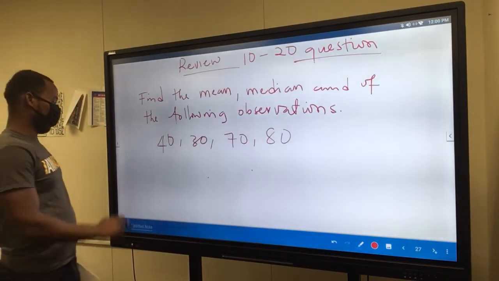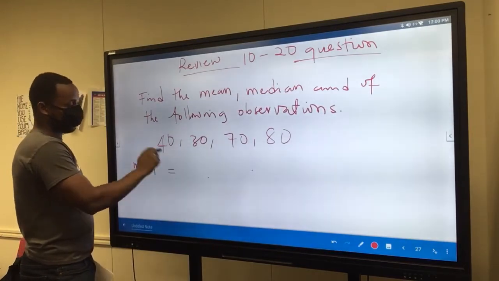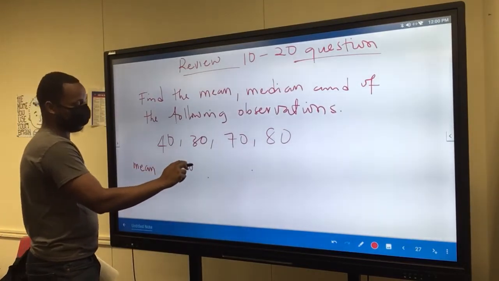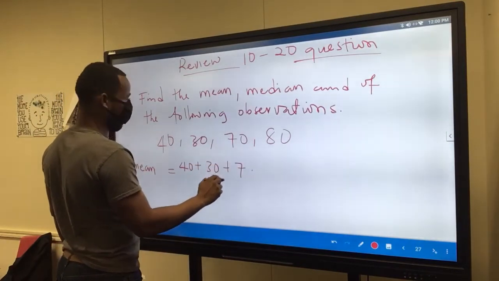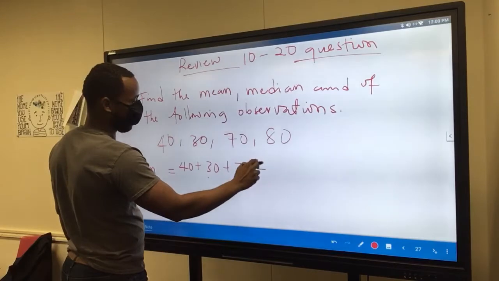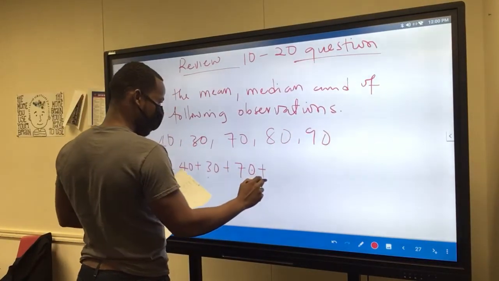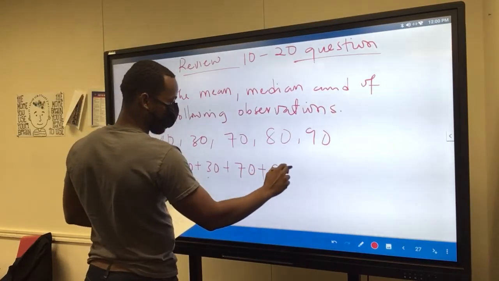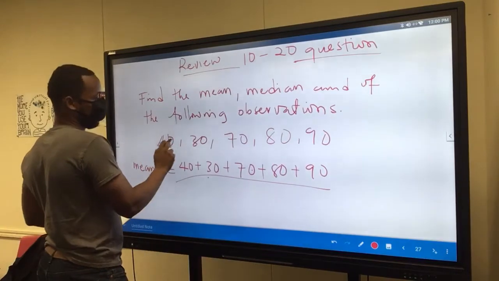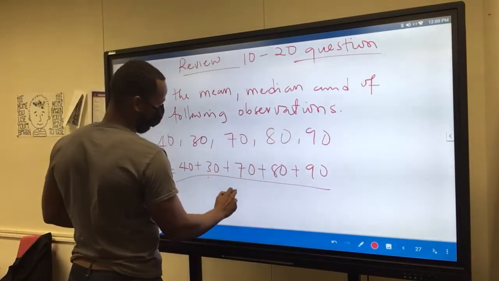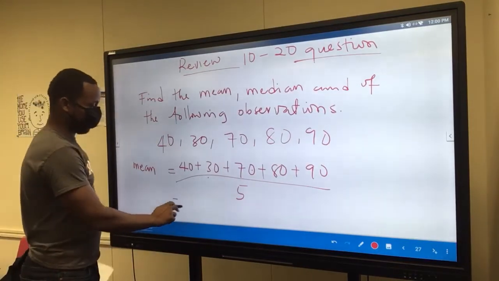So remember, the first thing they ask us to find is the mean. The mean is just you adding all the numbers, right? So it will be 40 plus 30. I know by now you guys are like, oh, this is easy, right? There's a 90 here, 80, so 90, all divided by the number of values: 1, 2, 3, 4, 5, so 5. Use your calculator to find that.